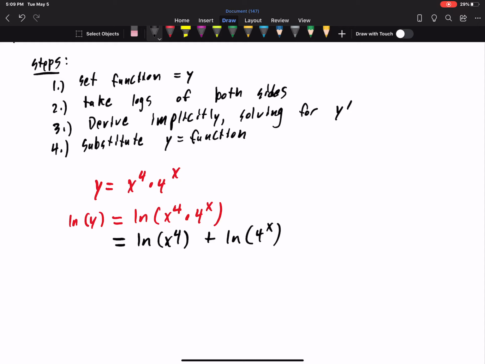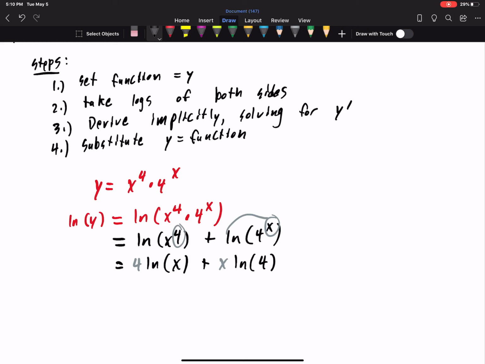All right, now how do we simplify this a little bit further using log rules? Notice that we have an exponent on the stuff on the inside of the logs, namely this 4 and this x. Exponents on the inside of a log get demoted to multiplication. So the 4 gets moved out in front of the first log. So we have 4 natural log of x plus, okay, now this x gets moved down in front as well. So you have x natural log of 4. Natural log of 4 is just a number. Natural log of x is a function.